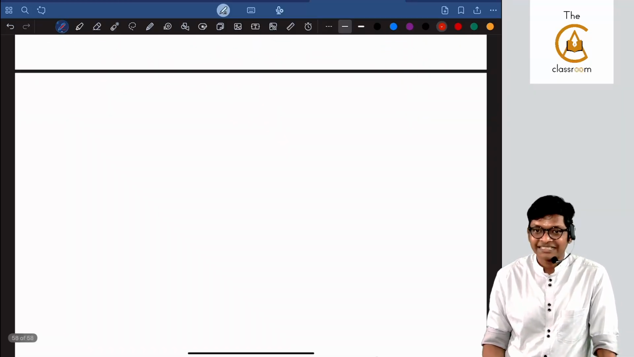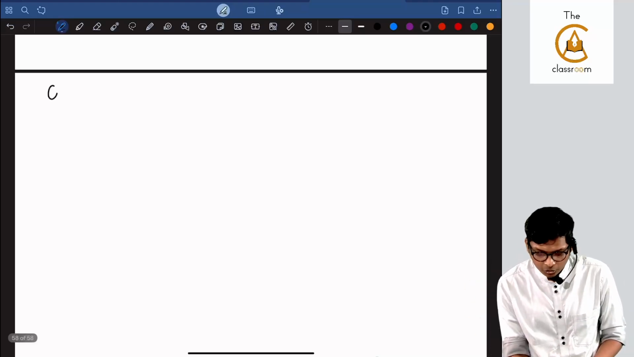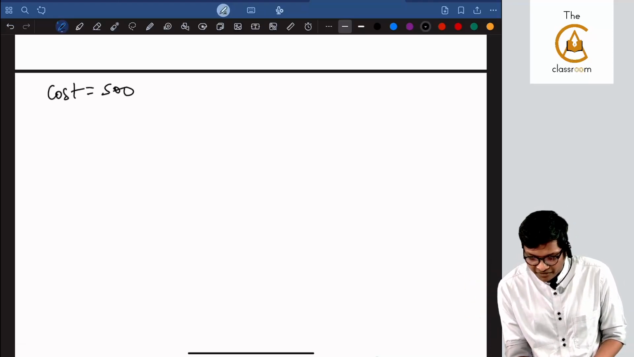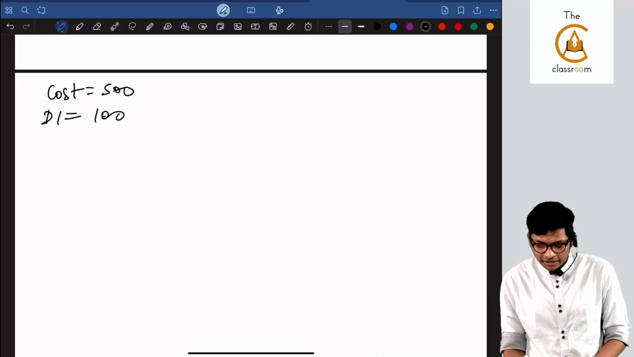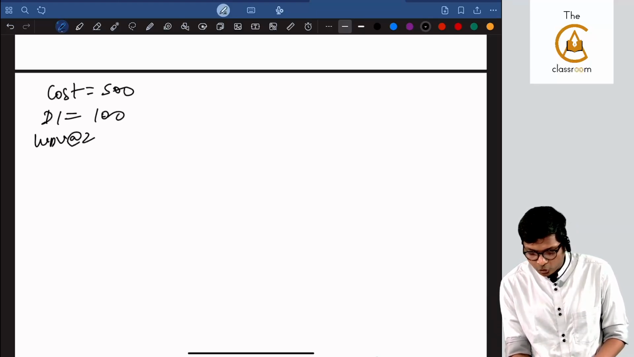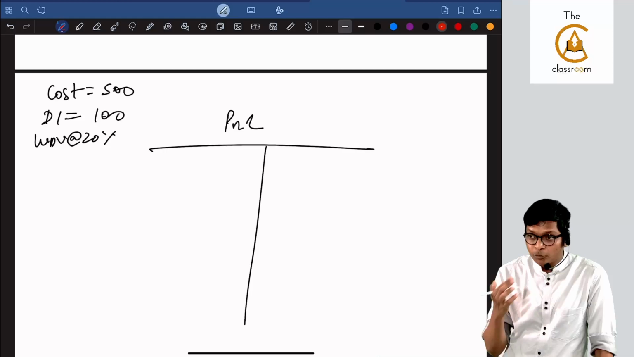The question is deferred income and the WDV method. So cost is going to be 500. In deferred income I have 100 and I am following WDV at 20%. We don't have any sum like this in the study material. If at all it comes in the exam, you will be clean bowled.